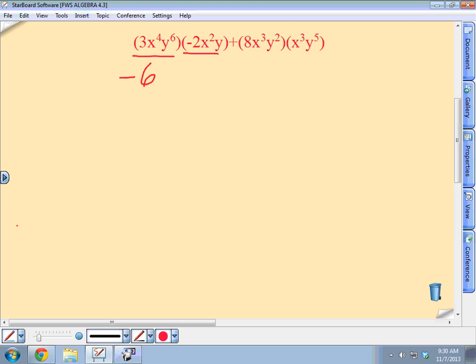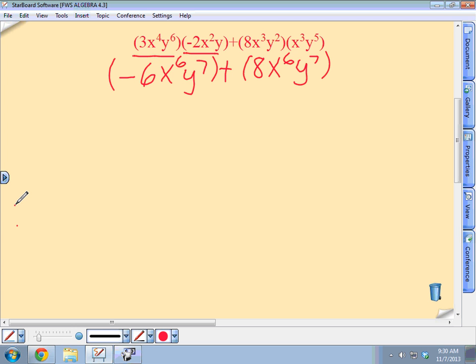Negative 6 x to the 6th power, y to the 7th power. Plus 8x to the 6th power and y to the 7th power. Okay. Now notice what you have here.